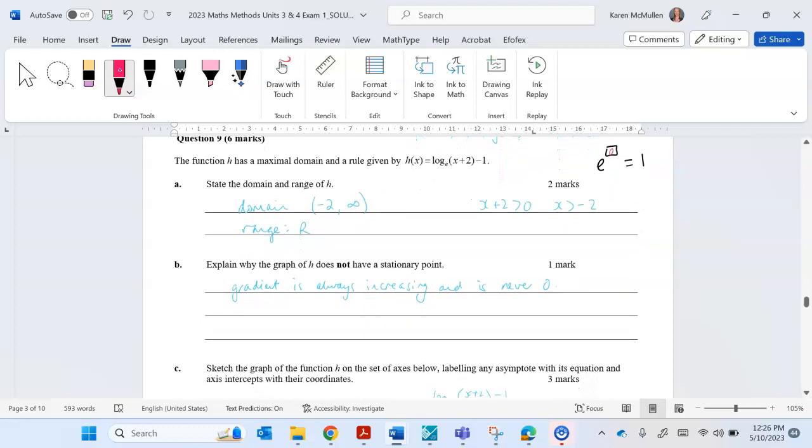The function h has a maximal domain and rule given by blah, blah, blah. State the domain and range of h. So you can see just on the side here, inside your argument, it has to be greater than 0. It can't be 0 and it can't be negative. So you can see I've just done x plus 2 is greater than 0. So x has to be greater than negative 2. It cannot equal 0, because it's basically saying e to the power of what equals 0. That just does not exist.